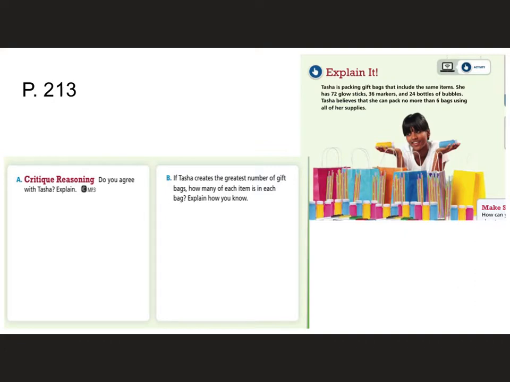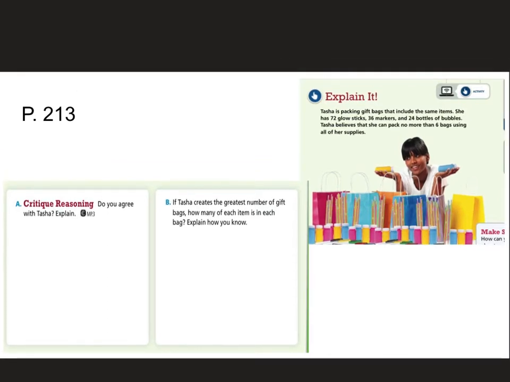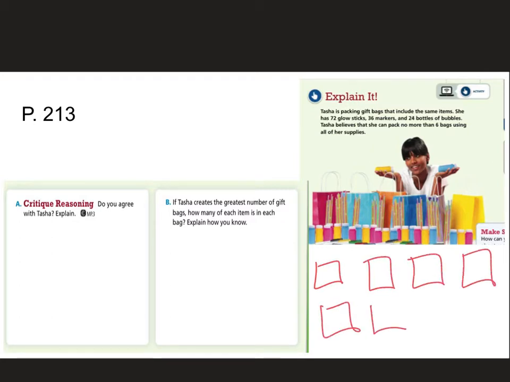Well, let's say she has 6 bags, right? So she's going to pack 6 bags: 1, 2, 3, 4, 5, and 6. And I'm assuming she's not going to make one bag that is all glow sticks and one bag that's all markers. What she wants to do is put the same items in each bag. So each bag has some glow sticks, some markers, and some bubbles.